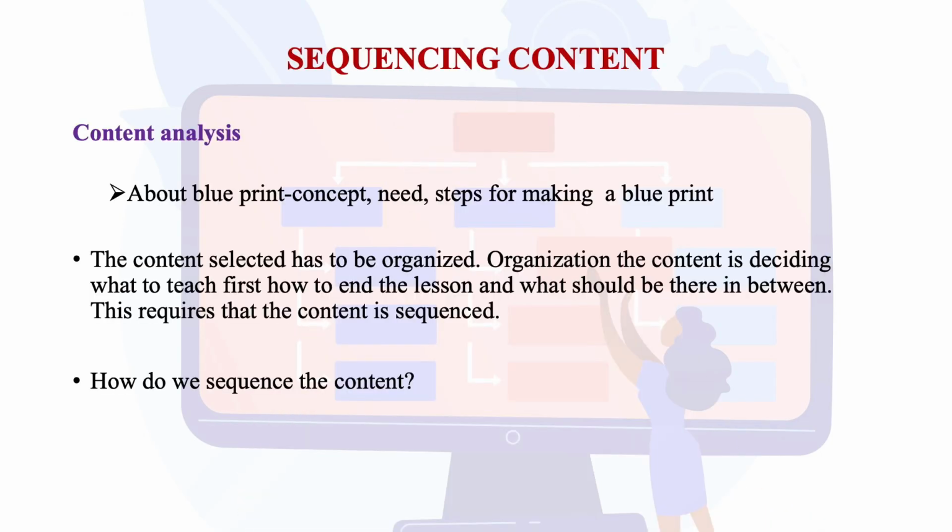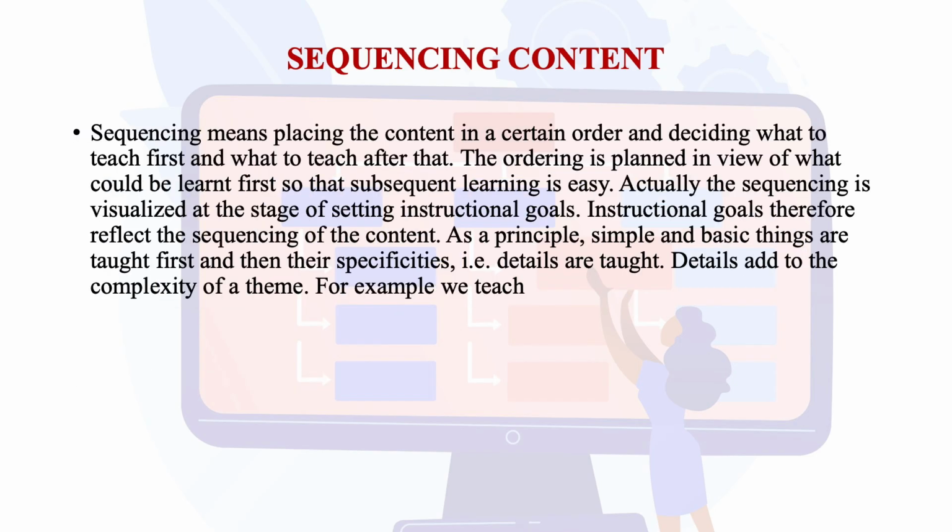But the question is, how do we sequence the content? Sequencing actually means placing the content in a certain order, which should be logical, and deciding what should be taught first, what to teach after that, and finally how to end. The ordering is planned in view of what could be learnt first. We teach something first if learning that thing is possible at the beginning. And we need to plan it so that subsequent learning becomes easy.